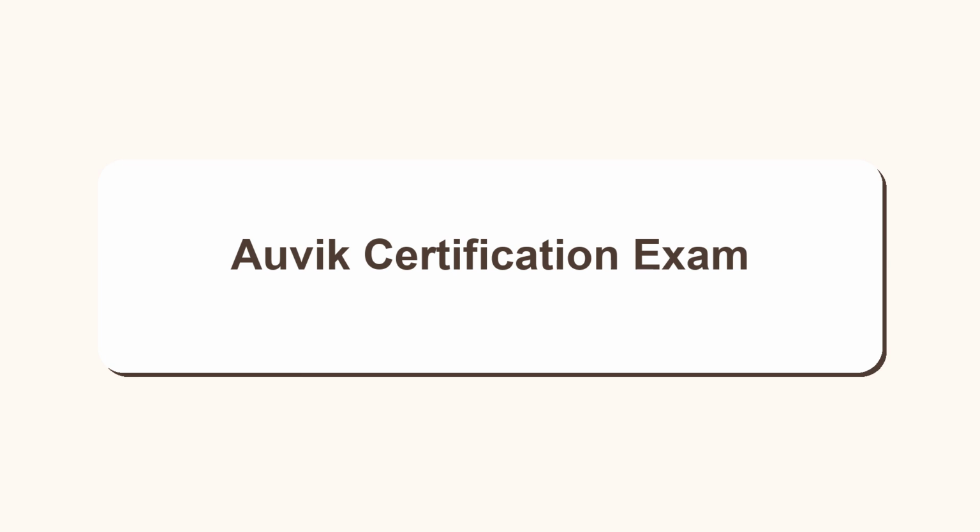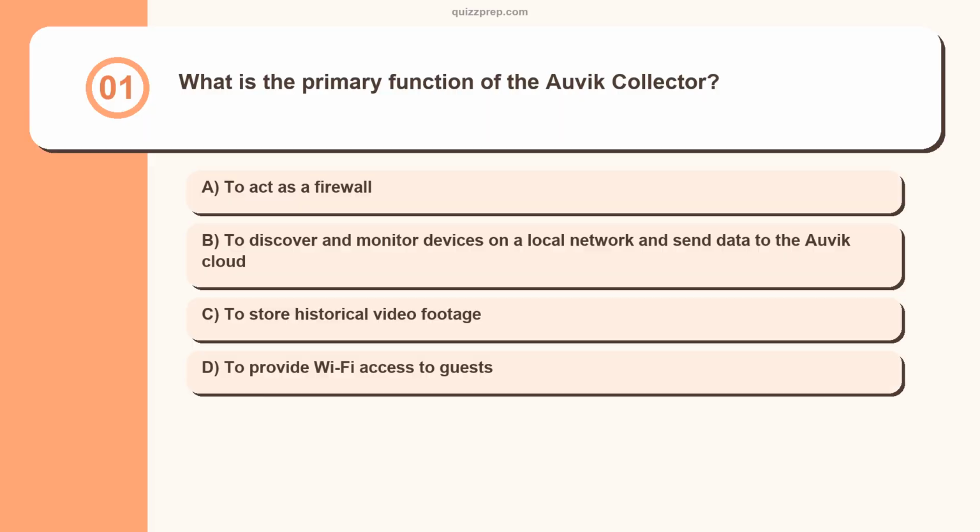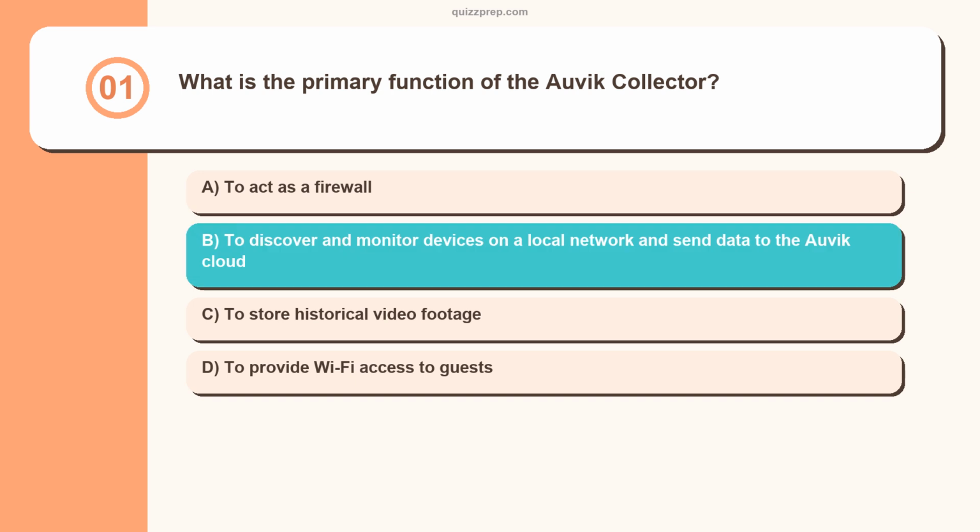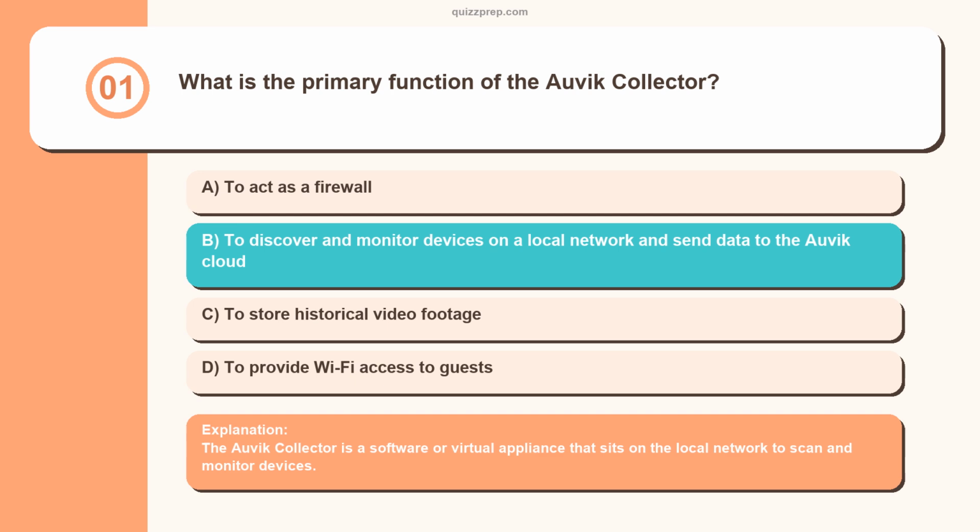Auvik Certification Exam. Question 1. What is the primary function of the Auvik collector? To act as a firewall. To discover and monitor devices on a local network and send data to the Auvik cloud. To store historical video footage. To provide Wi-Fi access to guests. The Auvik collector is a software or virtual appliance that sits on the local network to scan and monitor devices.